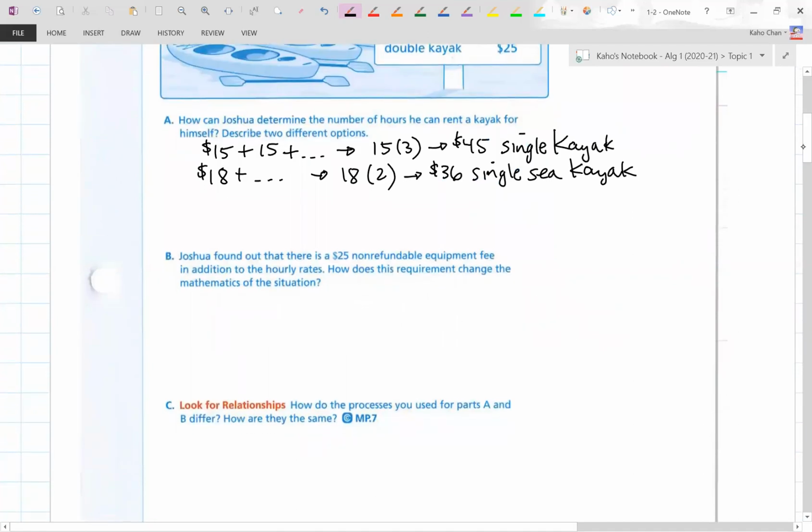All right, that answers the first question. How many hours can you rent each type of kayak? And we described 2 different options. Single kayak for 3 hours and 2 hours for the single sea kayak.